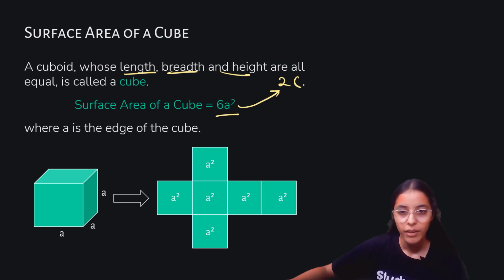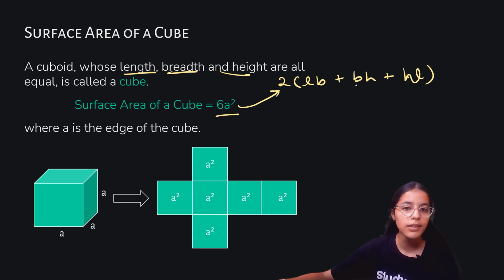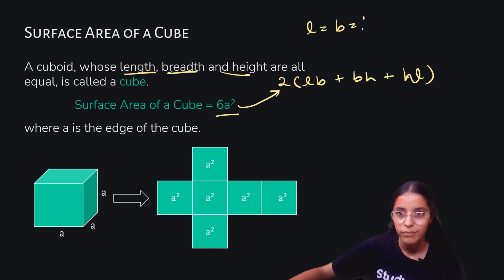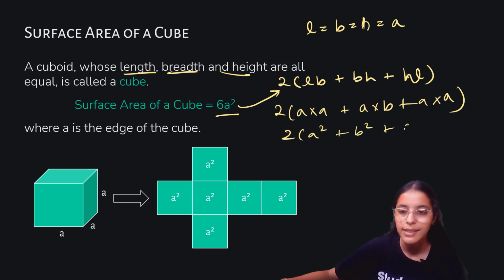So let me write L into B plus B into H plus H into L. This was our surface area of a cuboid. We have L equals B equals H, which is equal to A. Now 2 into A into A plus A into A, since B is A and H is A, plus A into A. We get 2 into A square plus A square plus A square again.